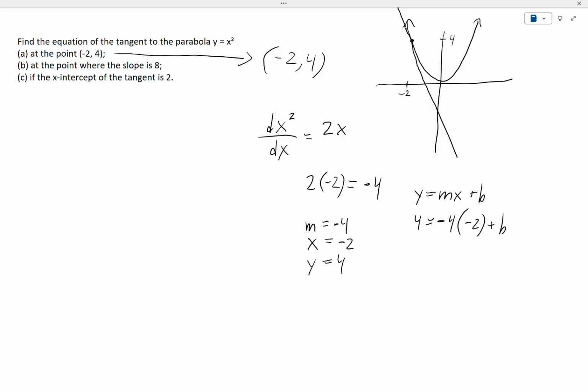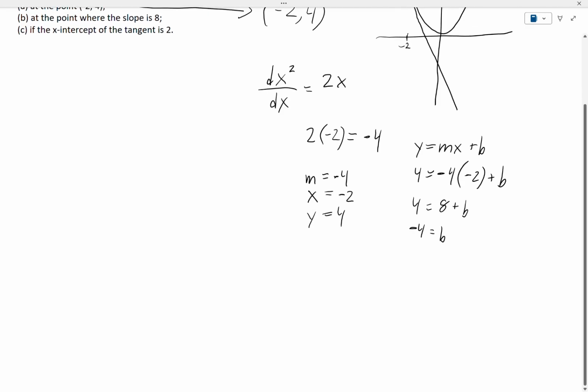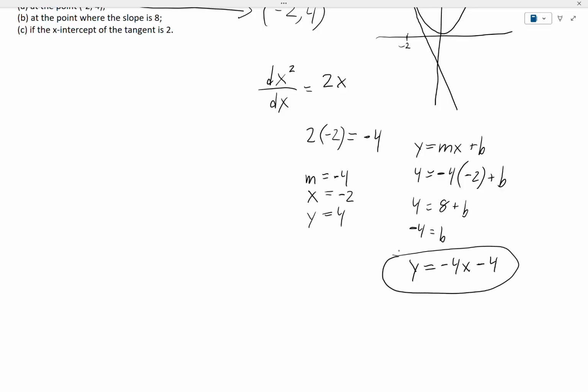4 equals -4 times -2 plus b. This equals 8 plus b. I subtract 8 from each side, and then I end up getting b is equal to -4. Now I just set up slope-intercept once more, except I'm actually putting some values in. I'm putting in -4 for m, and I'm putting in this value I found for b, -4. So this is the equation for the tangent line to the graph.